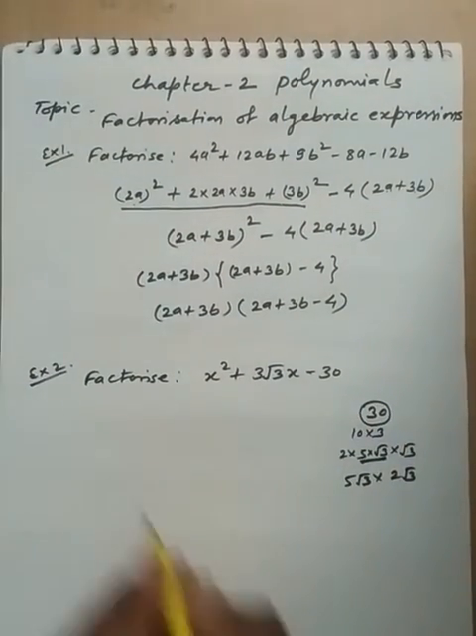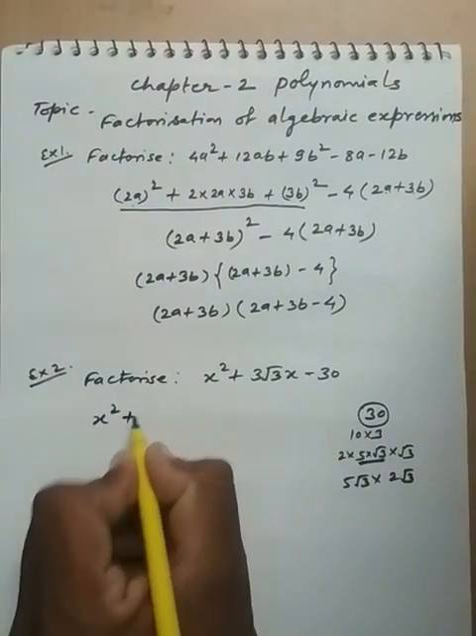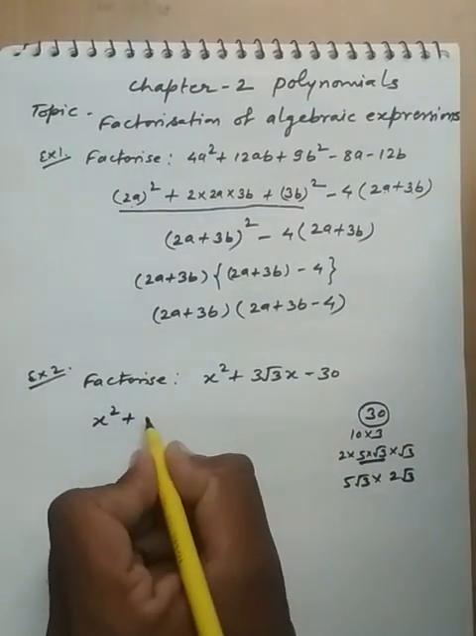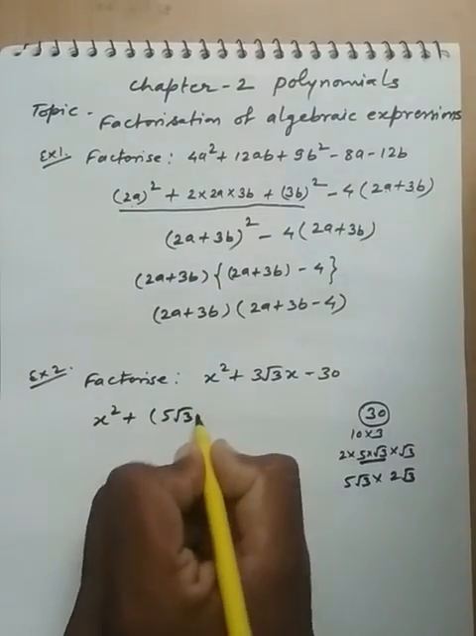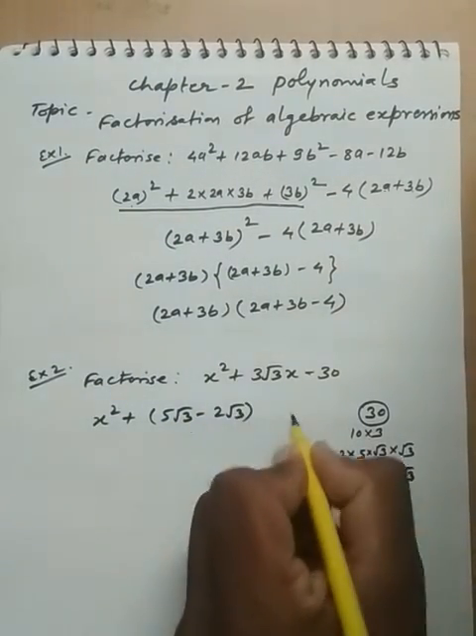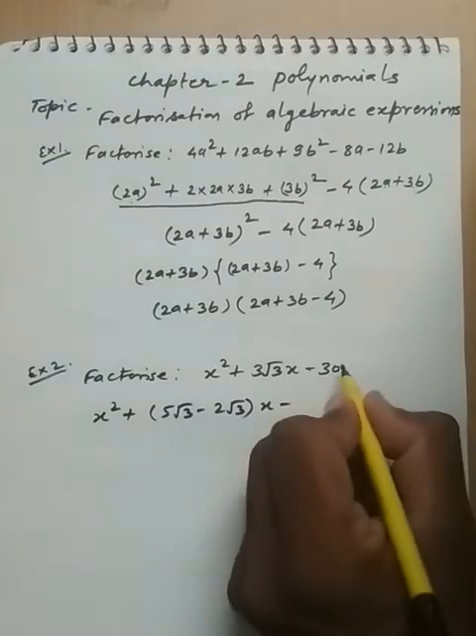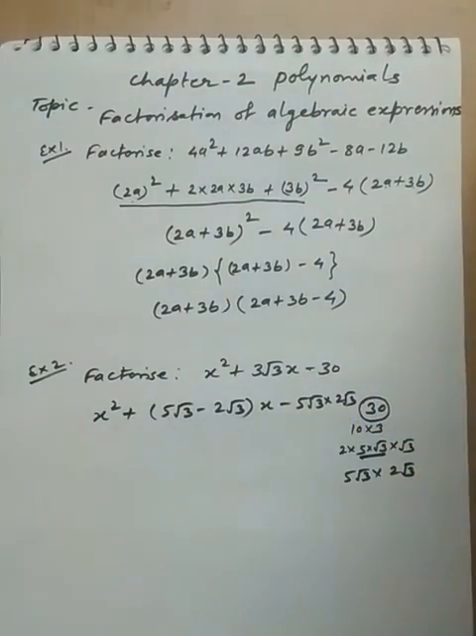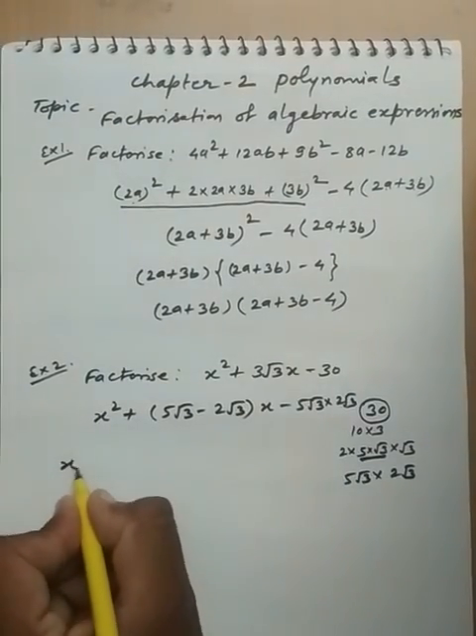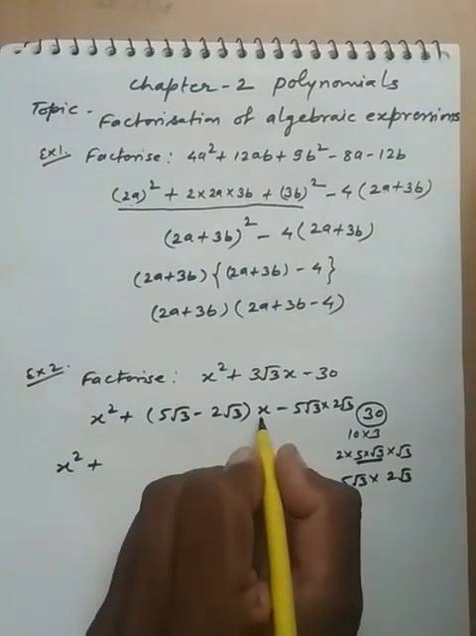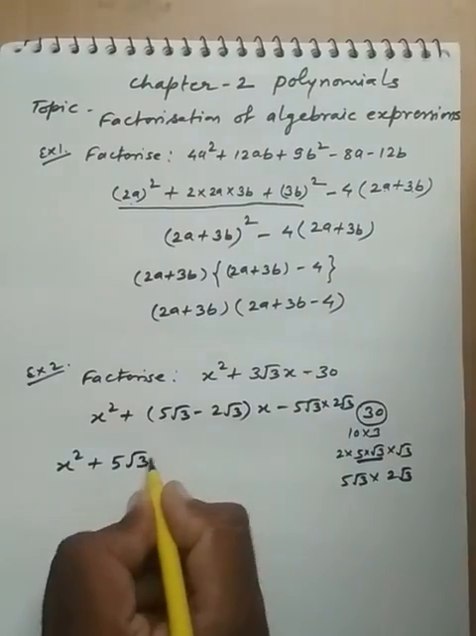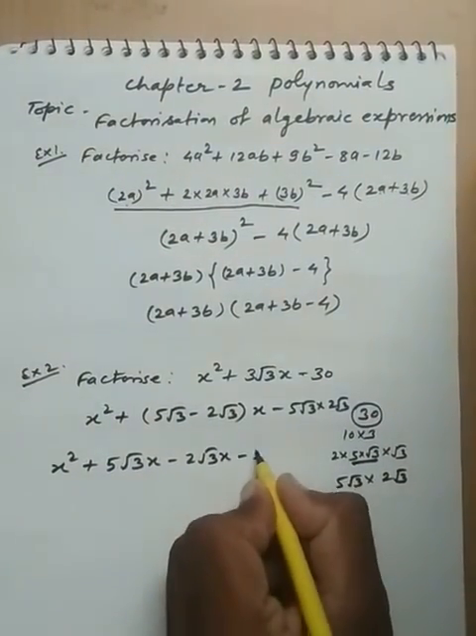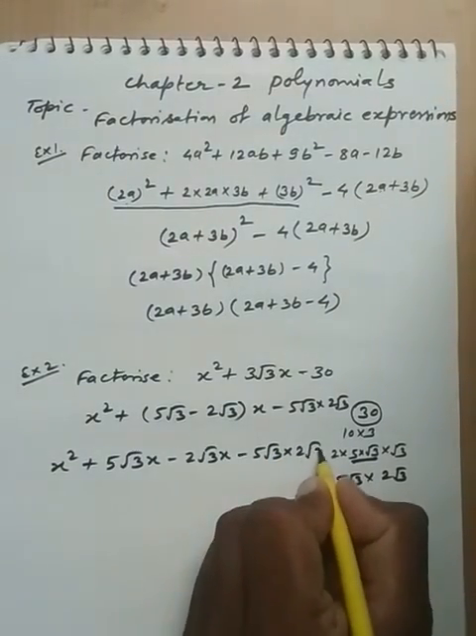So we are putting x². In place of 3√3, we can put 5√3 minus 2√3, and here x, and in place of 30, we can put 5√3 into 2√3. In the next step: x² + 5√3 x − 2√3 x − 5√3 into 2√3.